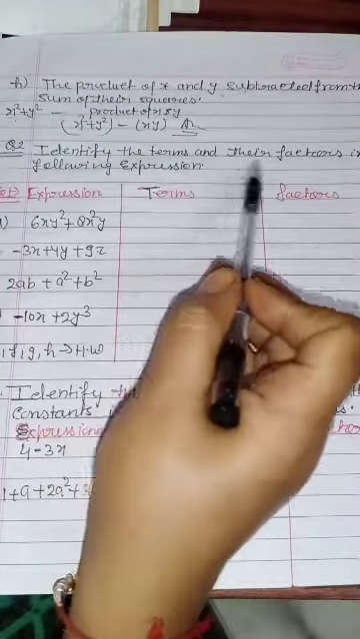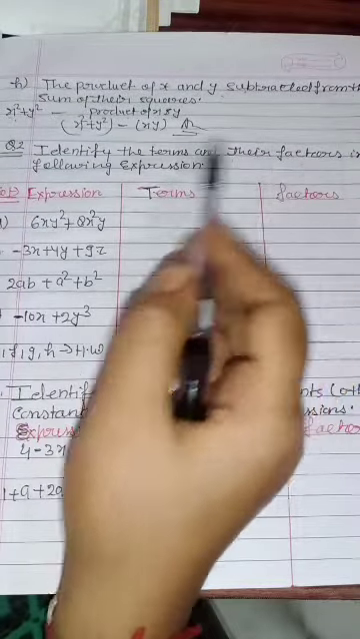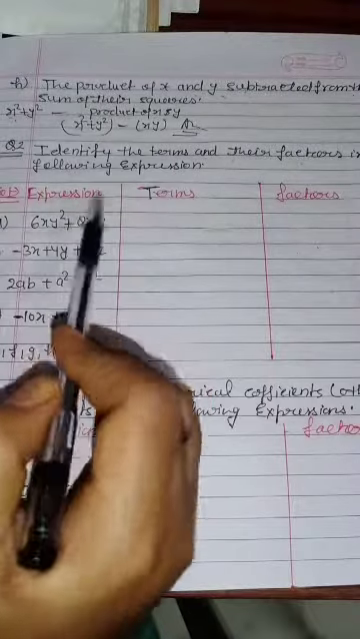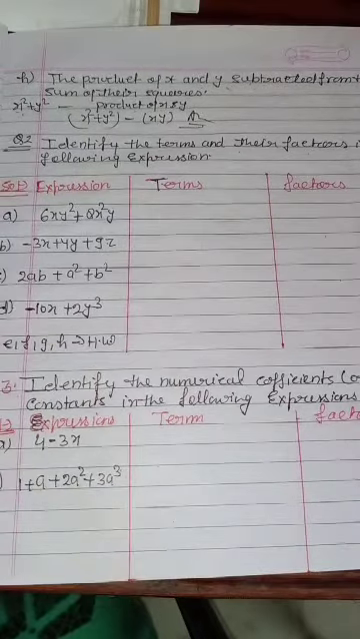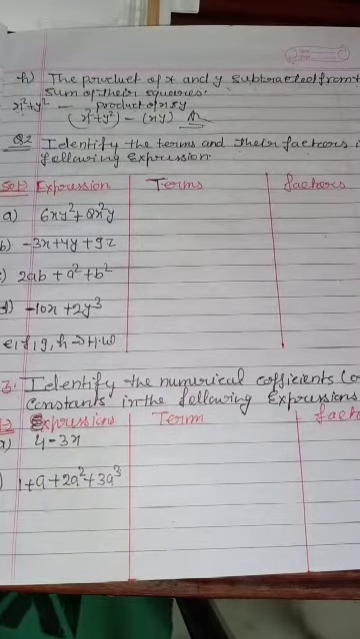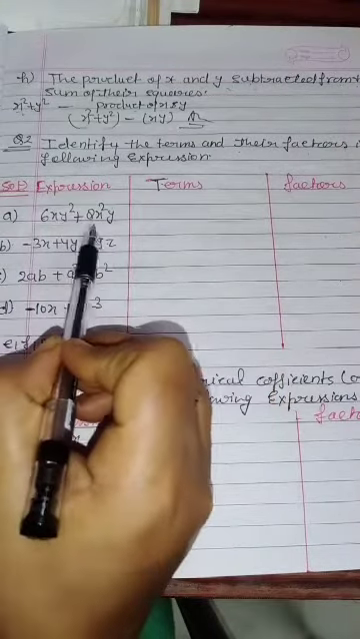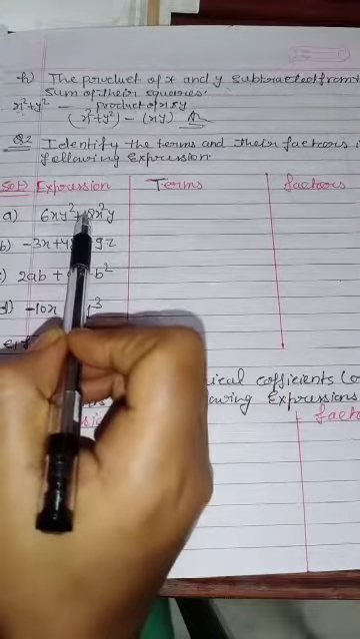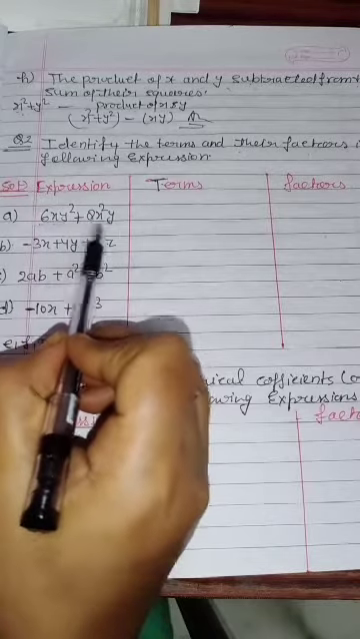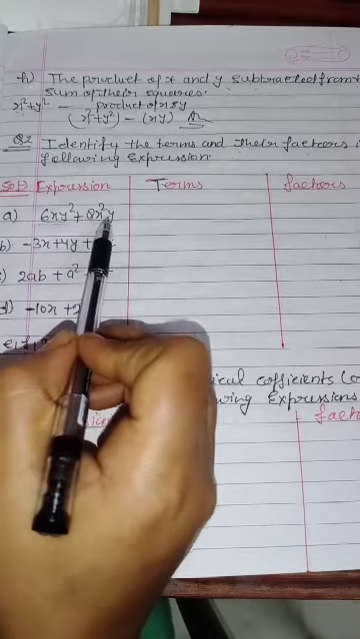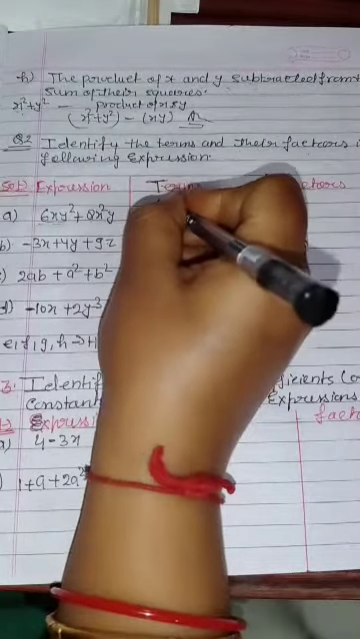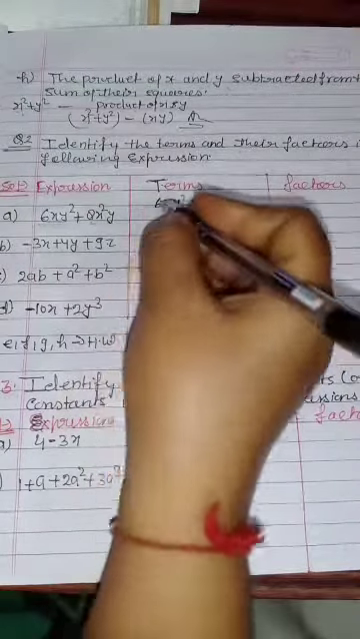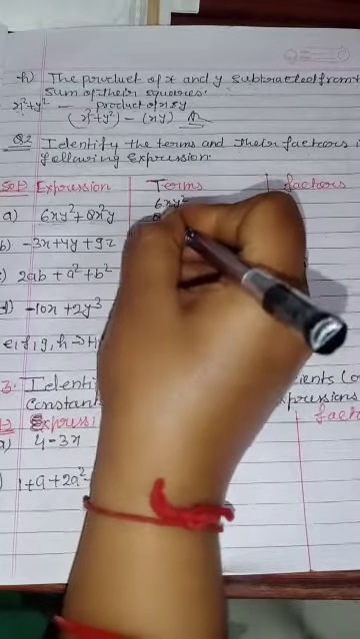Now beta, come to question number 2. Identify the terms and their factors in the following expression. Just now, while we were learning the introduction of the chapter, we understood what the terms are. You can see how many terms there are in this expression. 2 terms are there, first term and second term. The first term is 6xy square, beta, and the second term is 8x square y.